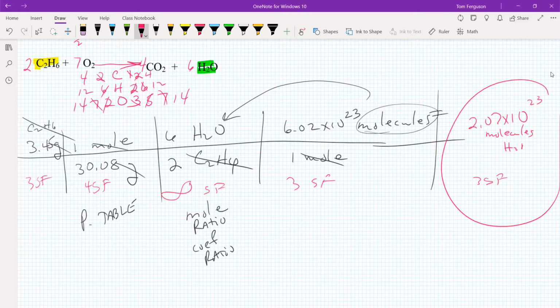.07 times 10 to the 23rd molecules of water, 366. So it doesn't matter what you start with, doesn't matter what you end with, it's the intermediate mole conversion along with the balanced equation. That's the underlying theme on doing every single one of these problems. What are you starting with? Convert to moles. Mole ratio from the balanced equation, and then go from moles to whatever you're trying to calculate. 3 steps.